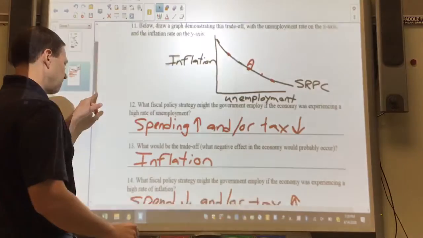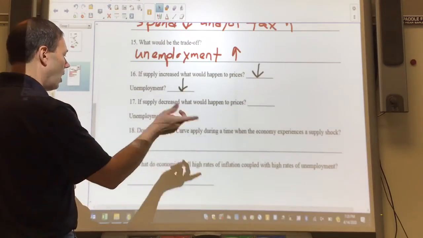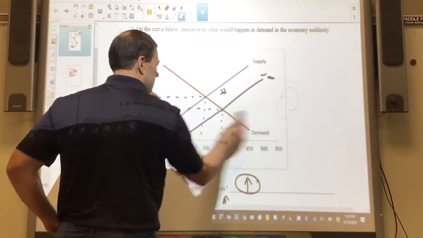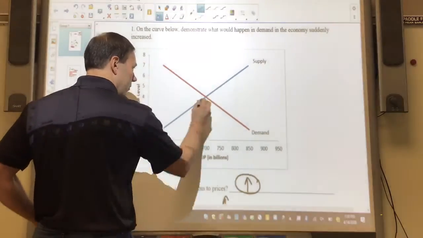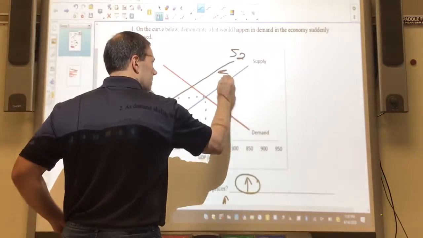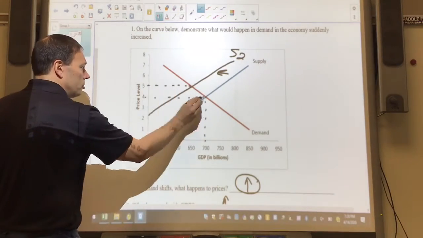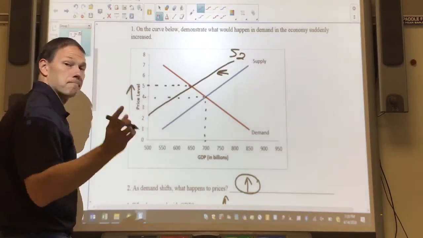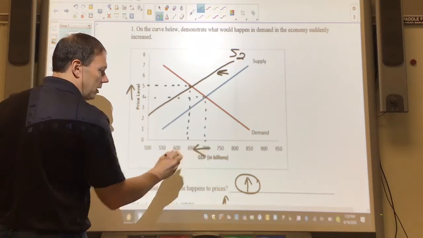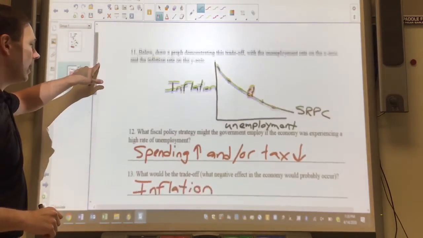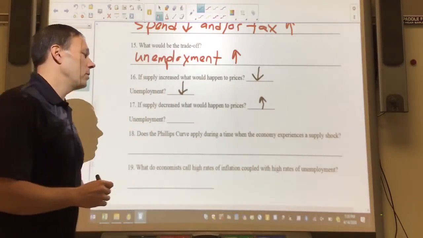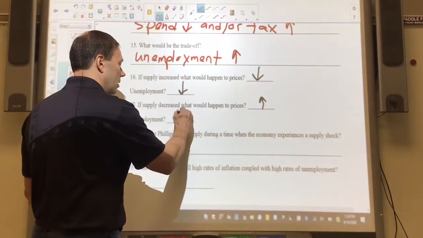Now the other scenario, number 17, what would happen if there was a decrease in supply? Okay, so let's see what happens there. So here's our original, and supply decreases, so it shifts left. All right, now, compared to our original price level, what's true of our new price level? Went up, very good. Okay, compared to our original GDP, what's true of our new GDP? It has gone down. Now again, if GDP goes down, we're making fewer things, and that means that we're going to need fewer workers, so unemployment is going to go up.